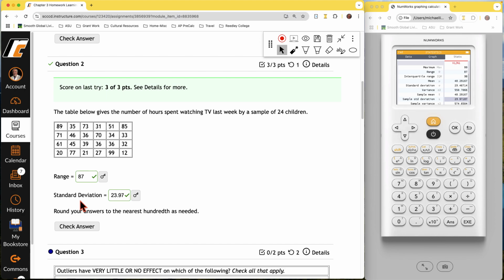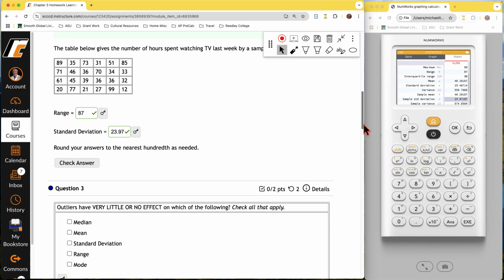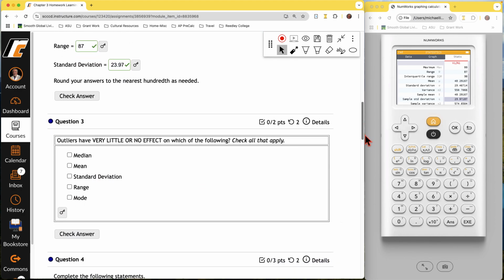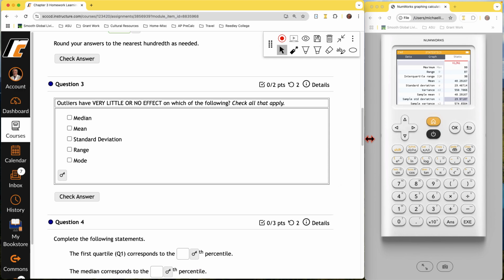I see no great feat in being able to calculate the standard deviation by hand. What I want you focusing on is concepts, much like this. Understanding. Outliers have very little or no effect on which of the following.